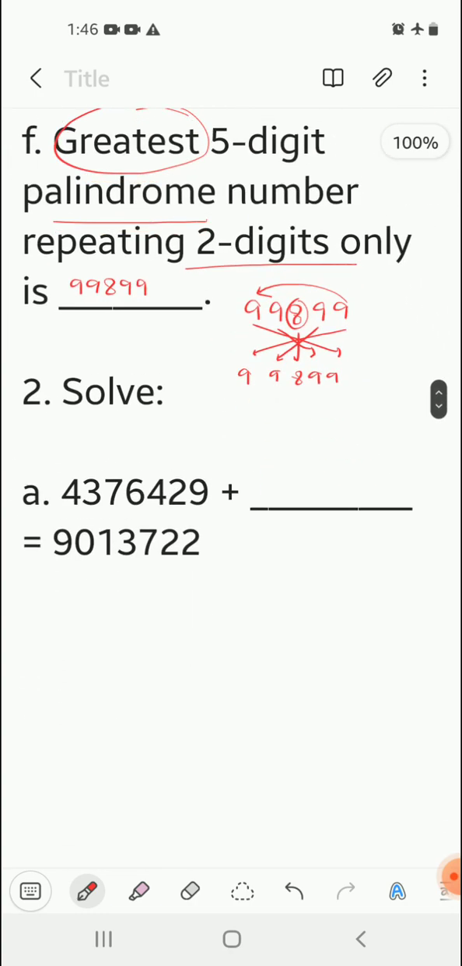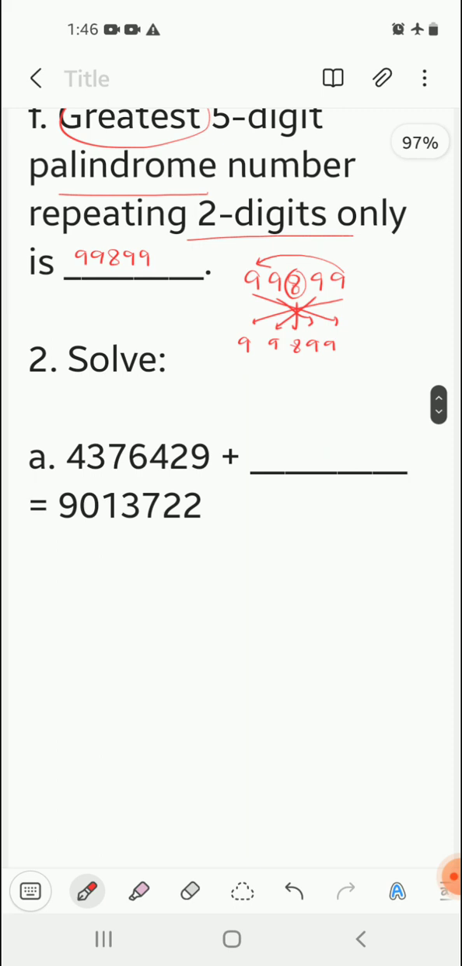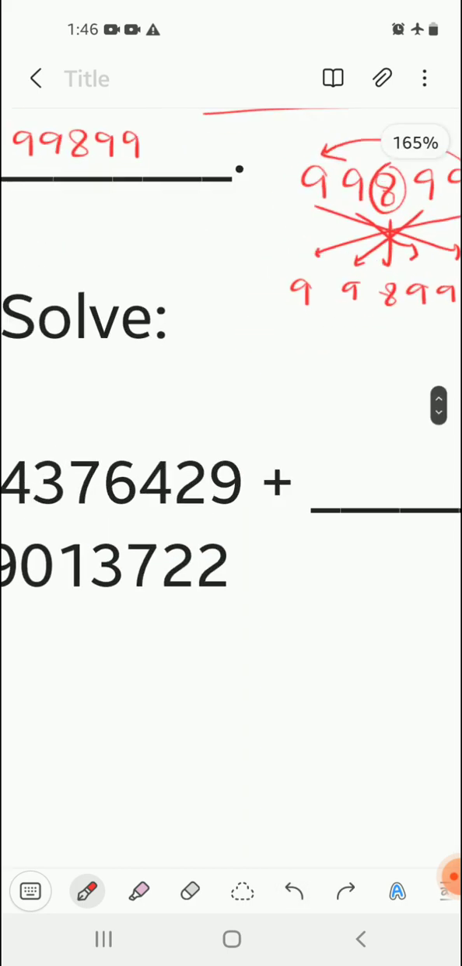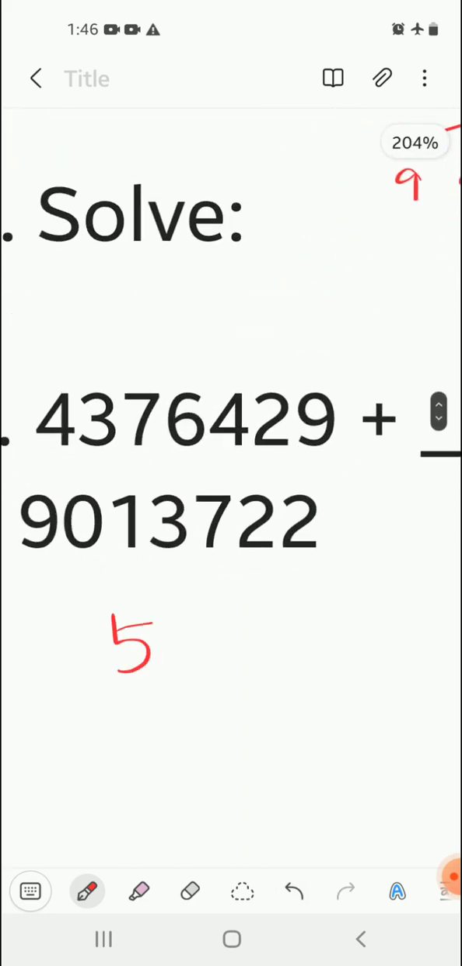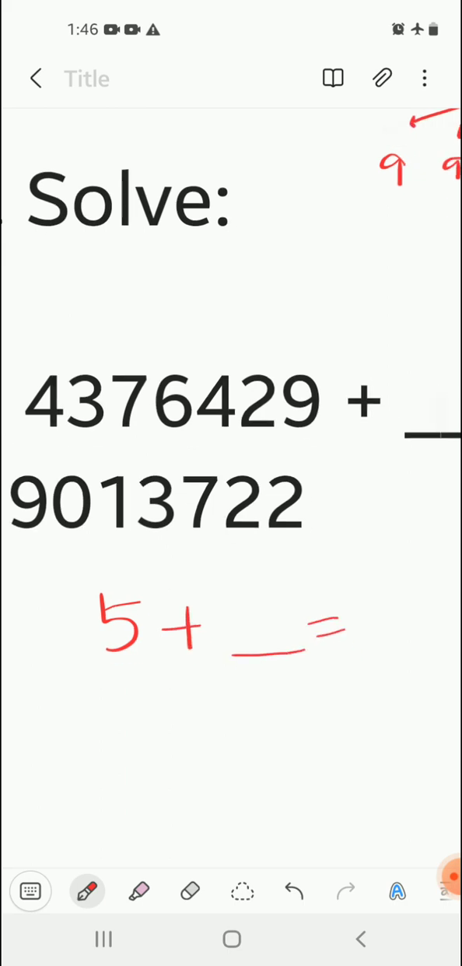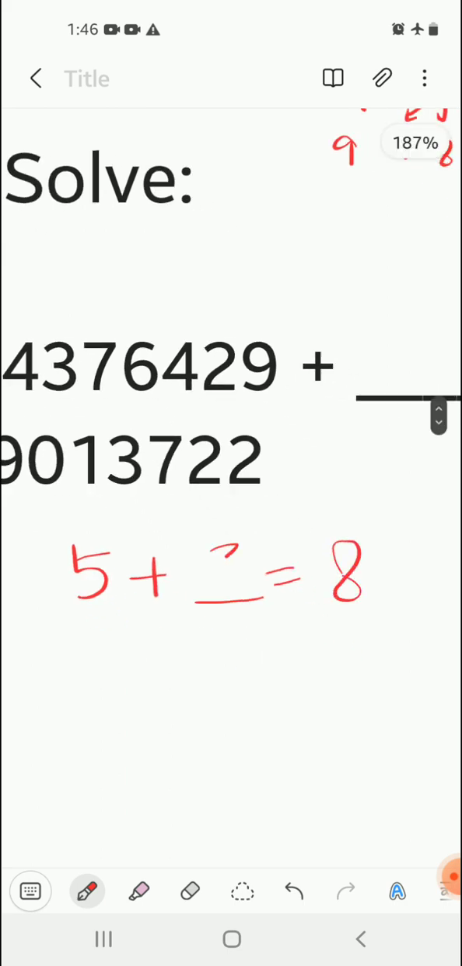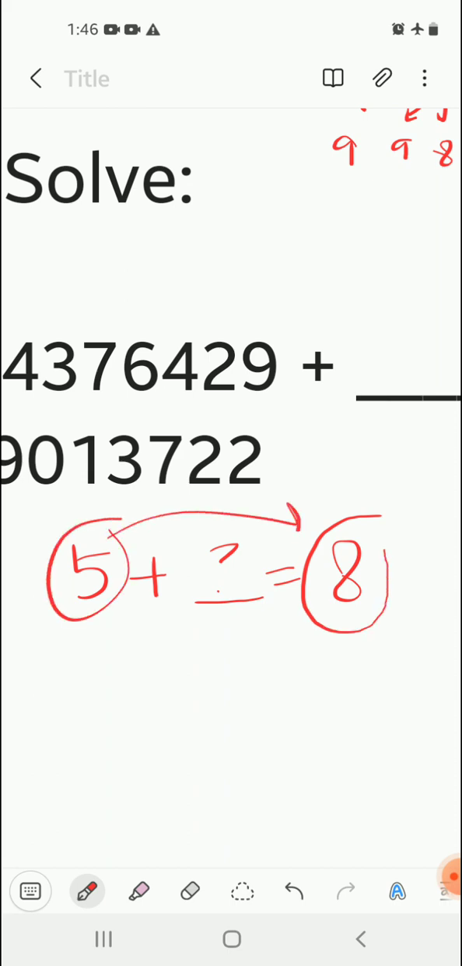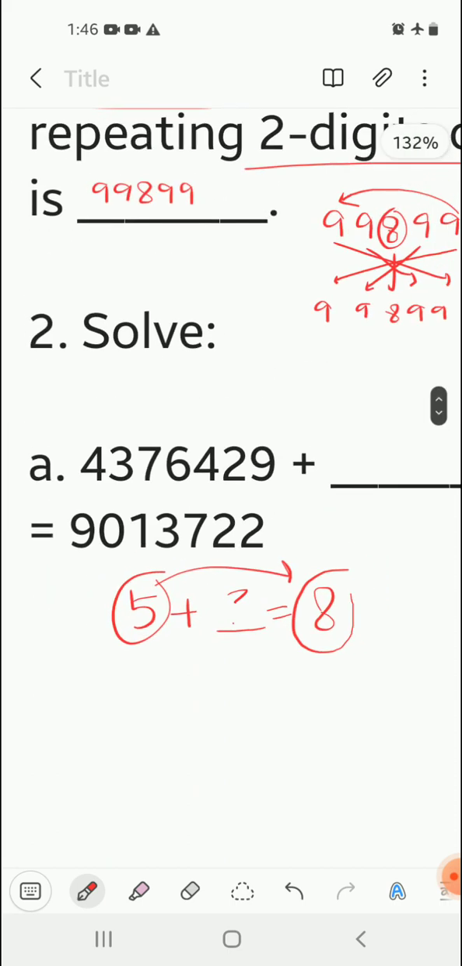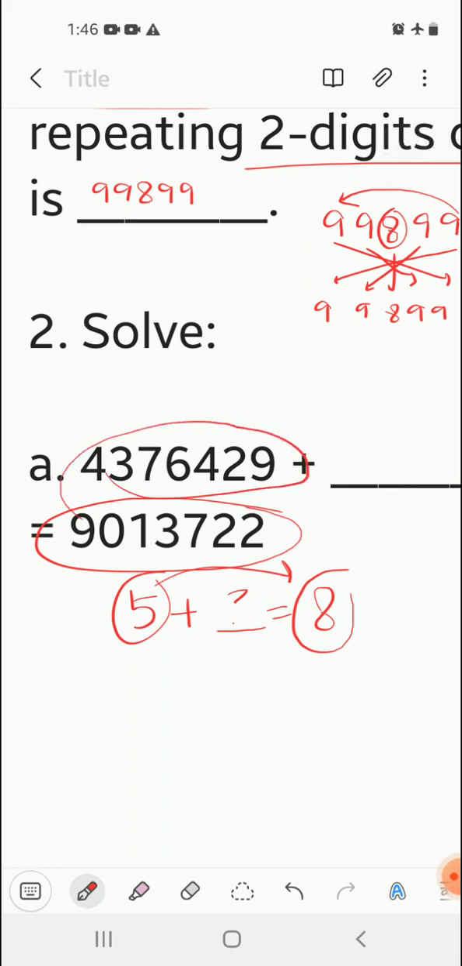Next question, solve. This plus something is equal to this. Therefore, think of the number with a smaller number. Okay. Now, suppose 5 plus something is equal to 8. Then what will be in this position? What we do is, we subtract this number from this. So we are going to do the same thing. From this number, we are going to subtract this number. So let's do it.